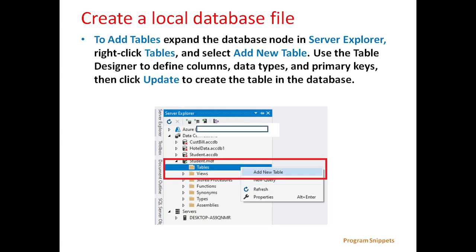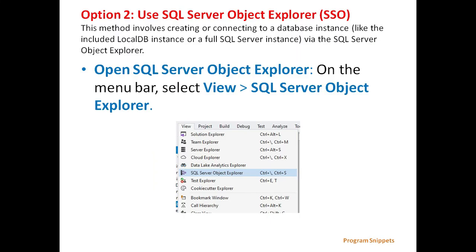To add tables, expand the database node in the Server Explorer, right-click on Tables and select Add New Table. Use the Table Designer to define columns, data types and primary keys, and then click Update to create a table in the database. The second method to create a database is SQL Server Object Explorer.